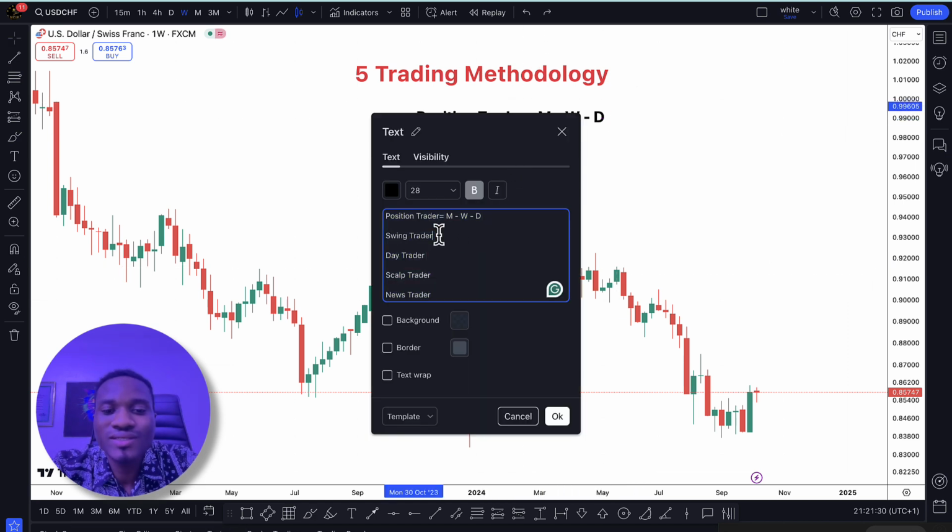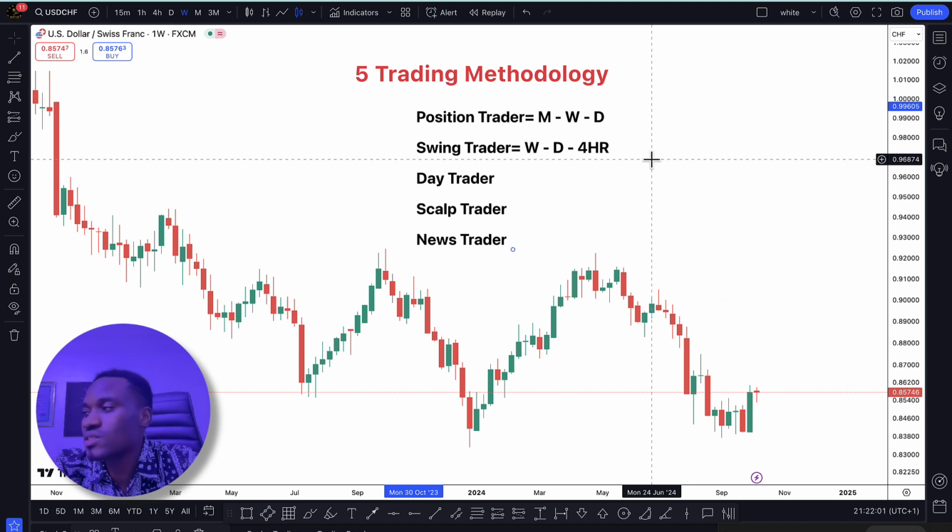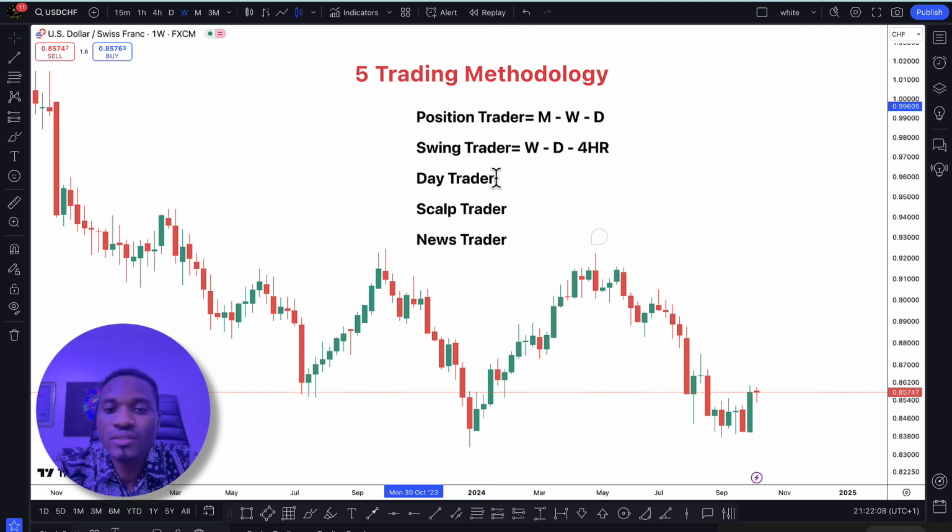In the case of the swing trader, he or she will start the analysis from the what? From the weekly chart. And then from the weekly chart all the way to the day chart, and from the day chart all the way to the 4-hour. That is a swing trader. Right? You can see that a swing trader will start the analysis from the weekly chart to the day chart to the 4-hour chart. Right? Now, let's navigate further.